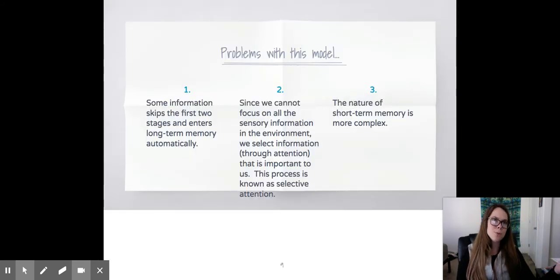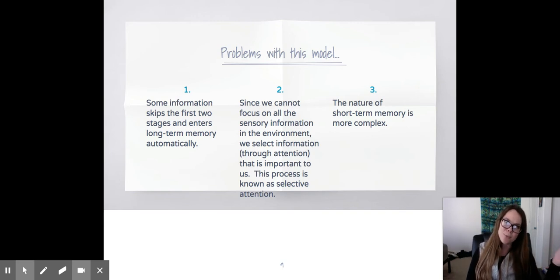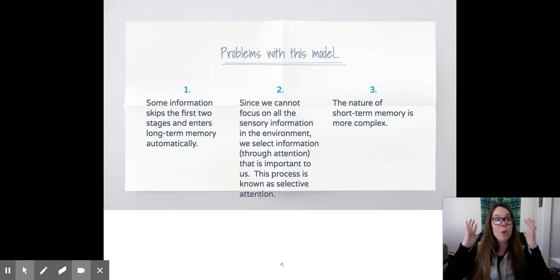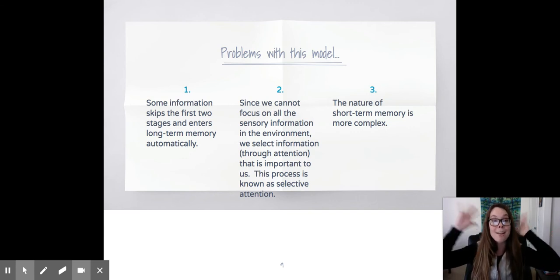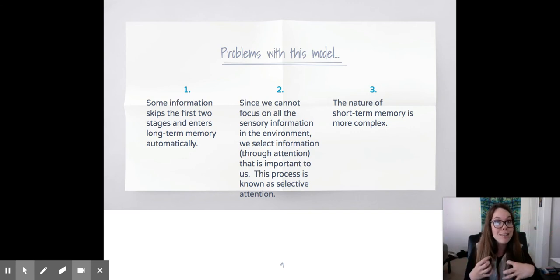So there are a few problems with this model. Of course, there are going to be critics, right? But these are the top 3. Number 1, some information skips the first 2 stages and goes right into long-term memory. For example, trauma. We're going to learn about flashbulb memories again. Very traumatic or highly emotional events will automatically skip the sensory and working memory portion and go right to long-term, because your brain recognizes, especially if it's connected to emotions, it's easier to remember because it's stamped into your brain, okay?